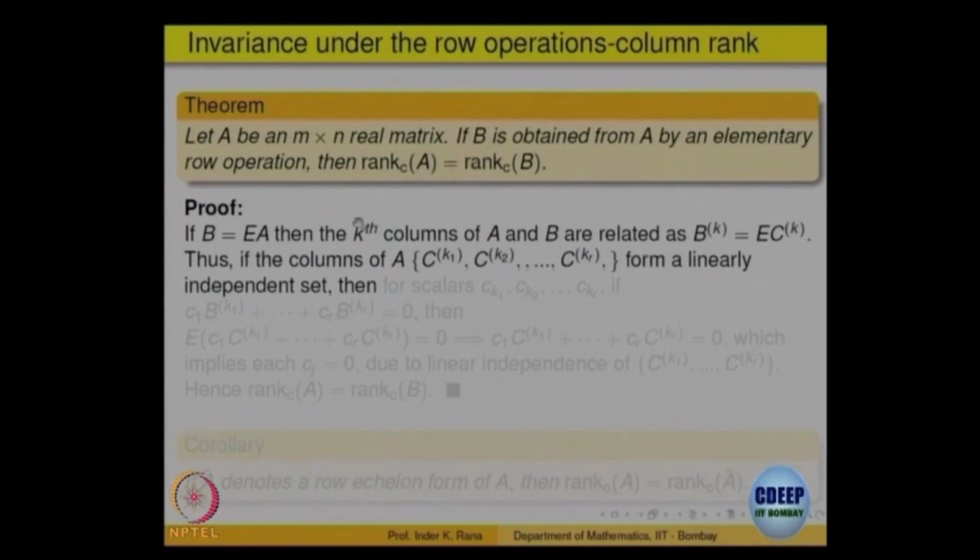So, if B is obtained from A by a row operation, then B must be equal to E times A, right. Now, look at the kth column of both sides. The kth column of B is precisely the kth column of A pre-multiplied by E, that is a block matrix multiplication, right. So, what we want to say is that column rank does not change. Whichever columns were independent in A, after row operations they still remain independent. That will show that the column space of A is the same as the column space of the row equivalent form.